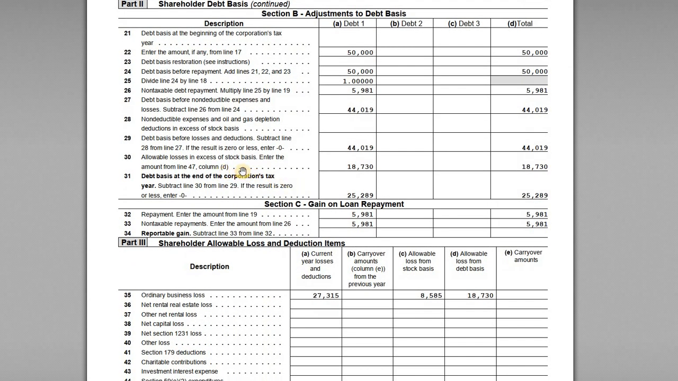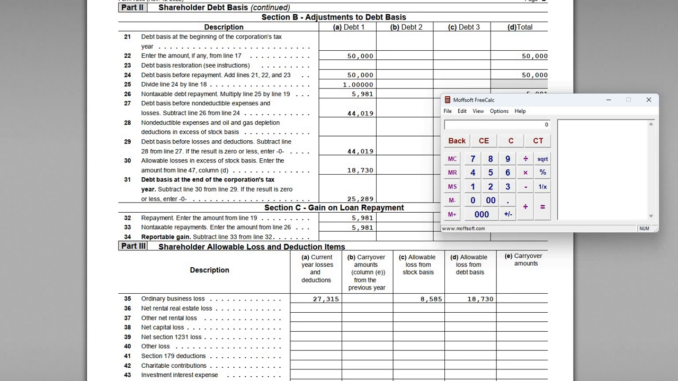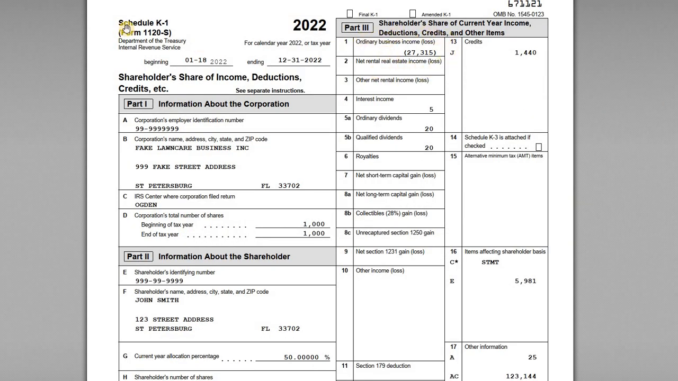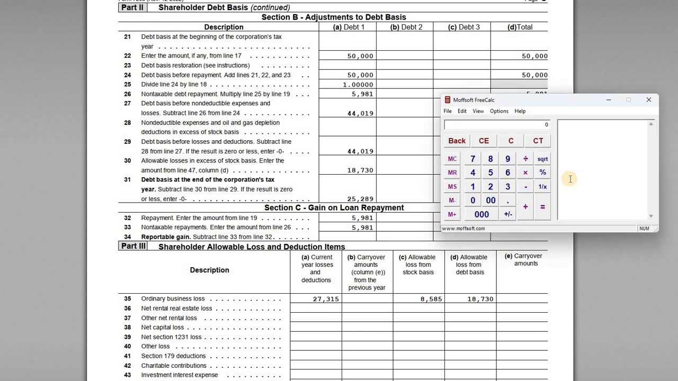And then the allowable losses in excess of stock basis, there's the extra. Right, so $18,730 was the amount of loss that he couldn't claim because of the stock basis limitation. So if you're trying to trace that number, remember the K1 for John showed ordinary losses up here of $27,315. John was able to use, let's see, $8,585 against his stock basis, and so he had $18,730 in losses that were left over that were going to be suspended if he didn't have any debt basis.